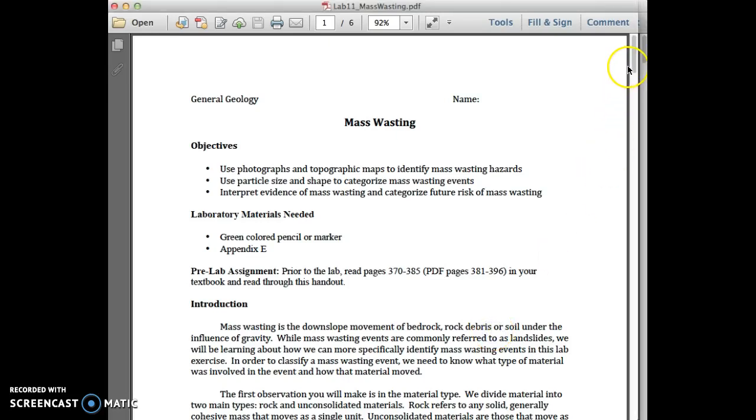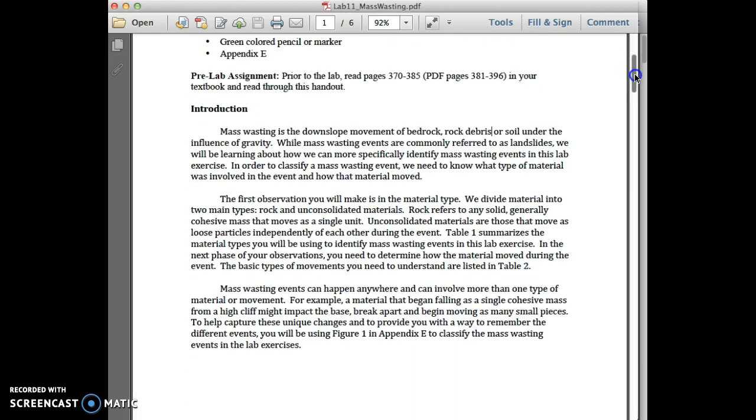Hello, this week in geology we are going to be learning all about mass wasting, and our lab this week is to learn to identify mass wasting hazards as more than just landslides or earth movements. So what we're going to be doing is using particle shape and size, and how it moves, to categorize mass wasting events, and then to start to learn a little bit about some of the future risk of mass wasting, which helps us better prepare so that when they do happen, it's less of an impact, and we can also better figure out what we need to do to get rid of the problem.